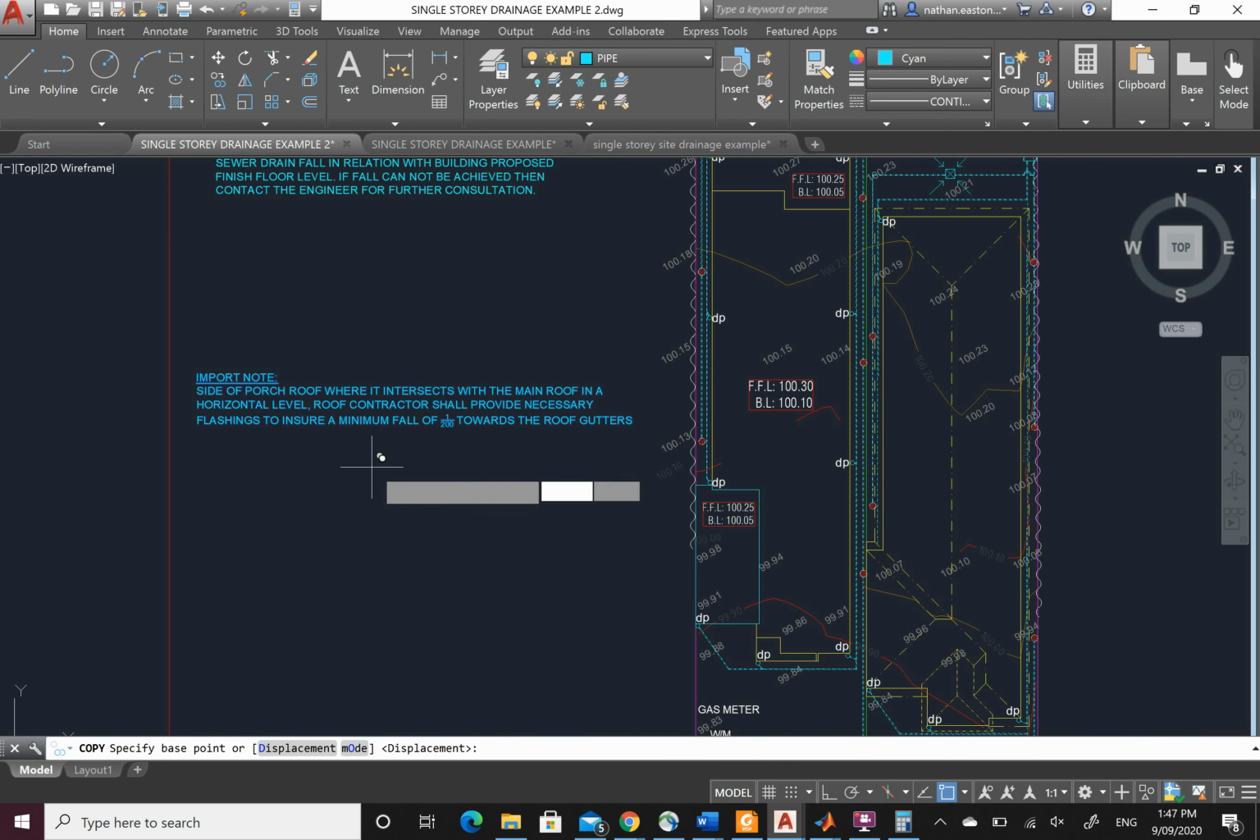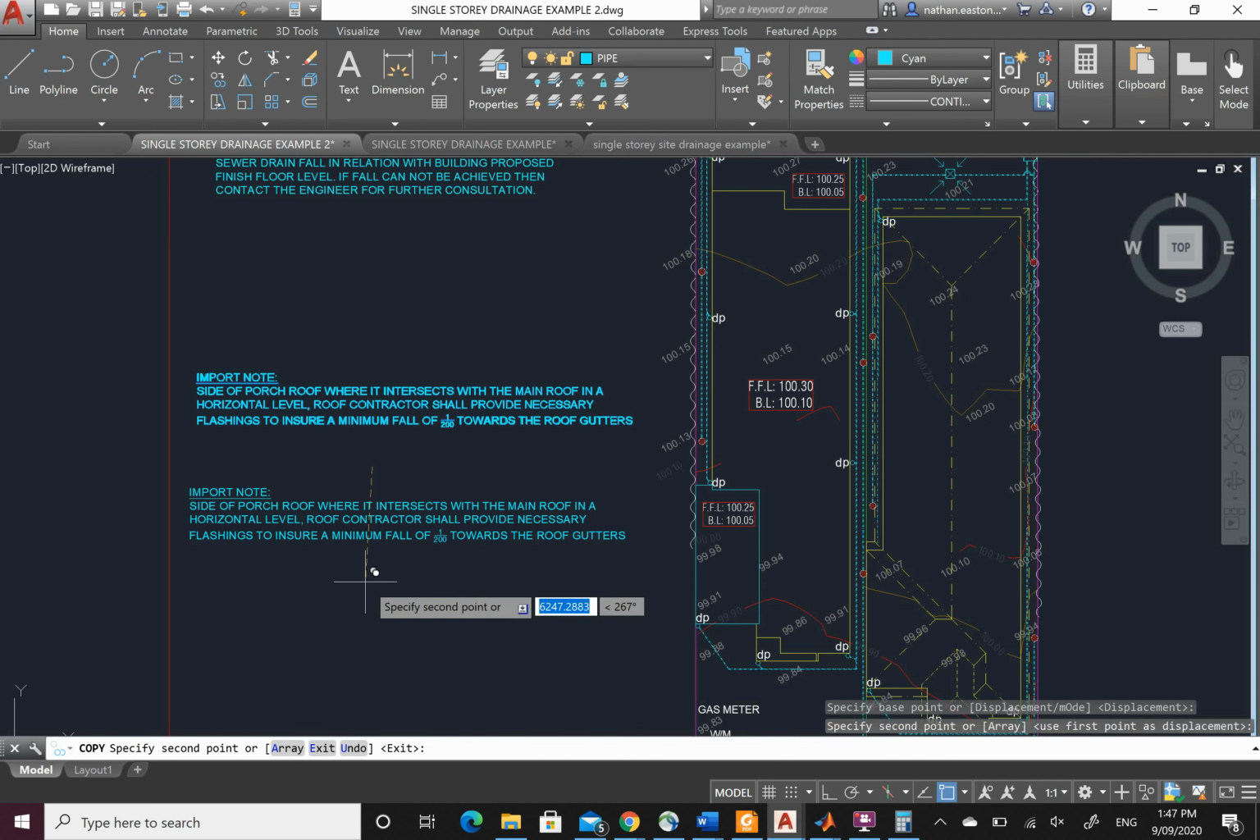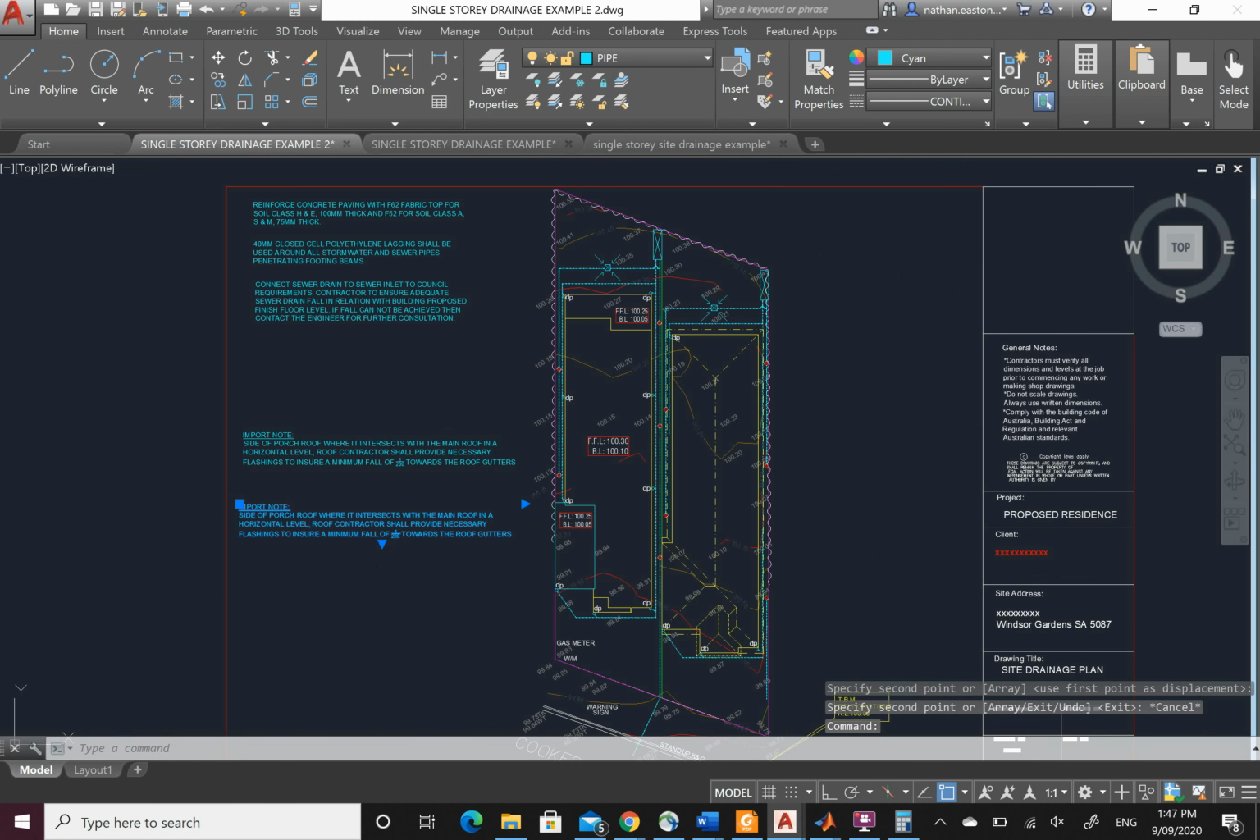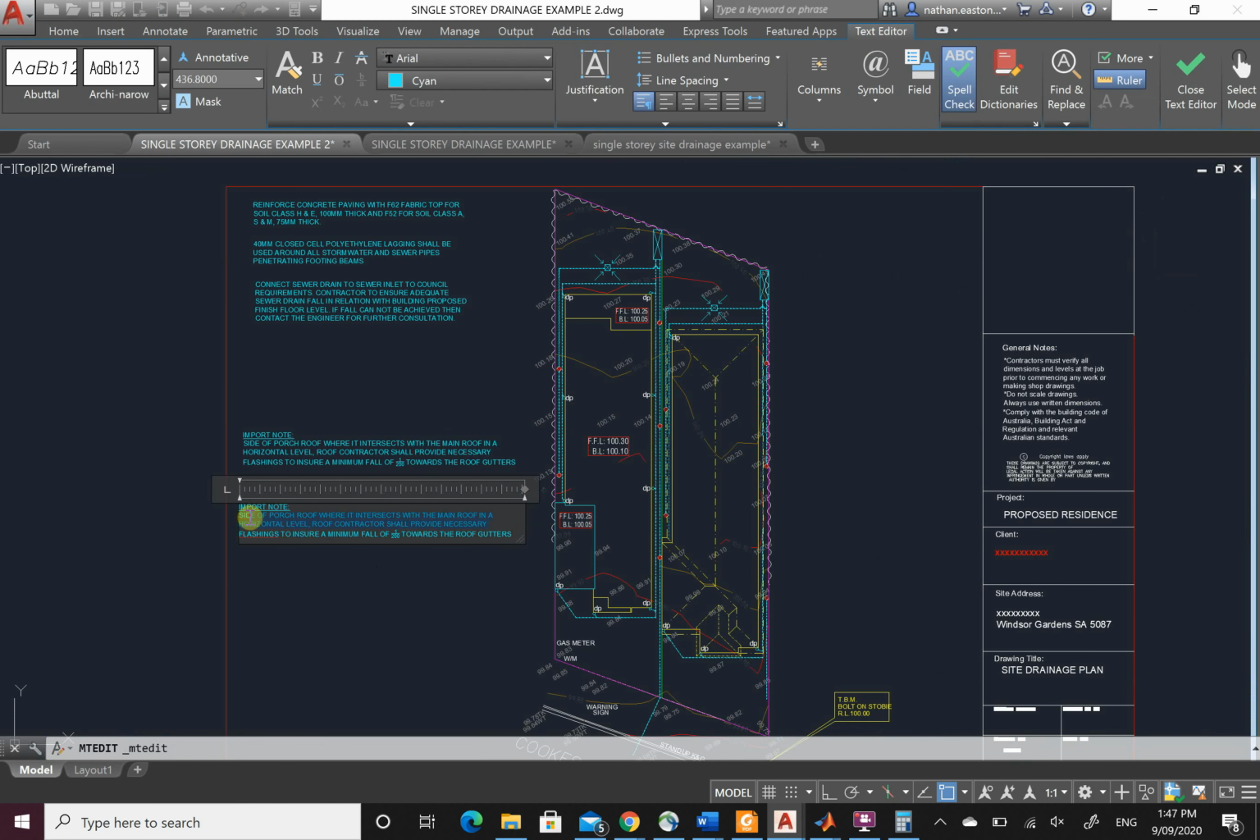So what you'll find is usually you won't keep rewriting these. You'll do them once, and then you just copy them from drawing to drawing to drawing, which makes our life so much easier. But for now, we're just going to type them out because we need to create them first.